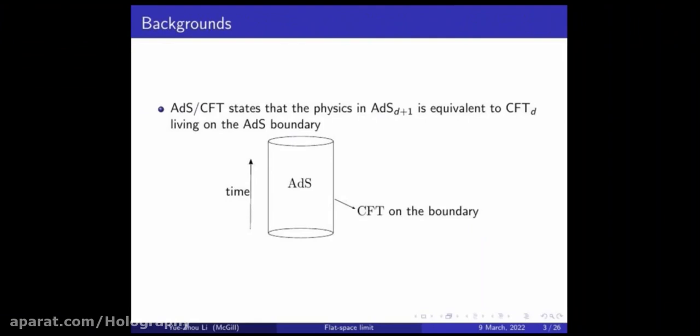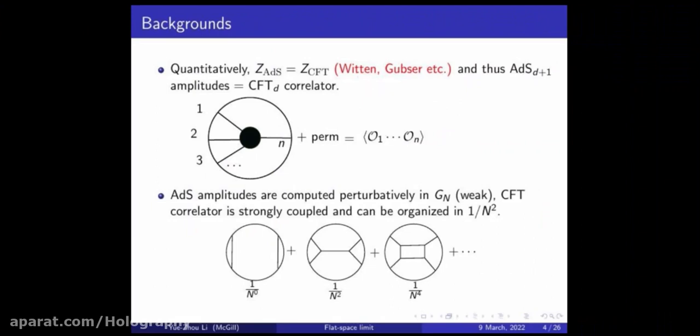So we all know about AdS/CFT. It basically states that the physics in AdS_{d+1} dimensions is actually equivalent to a conformal field theory living on the AdS boundary. This figure is pretty nice, I like it. We can think of the AdS as a cylinder, and the CFT lives on the boundary. And quantitatively, it's a statement of equivalence between the partition functions of AdS and CFT.